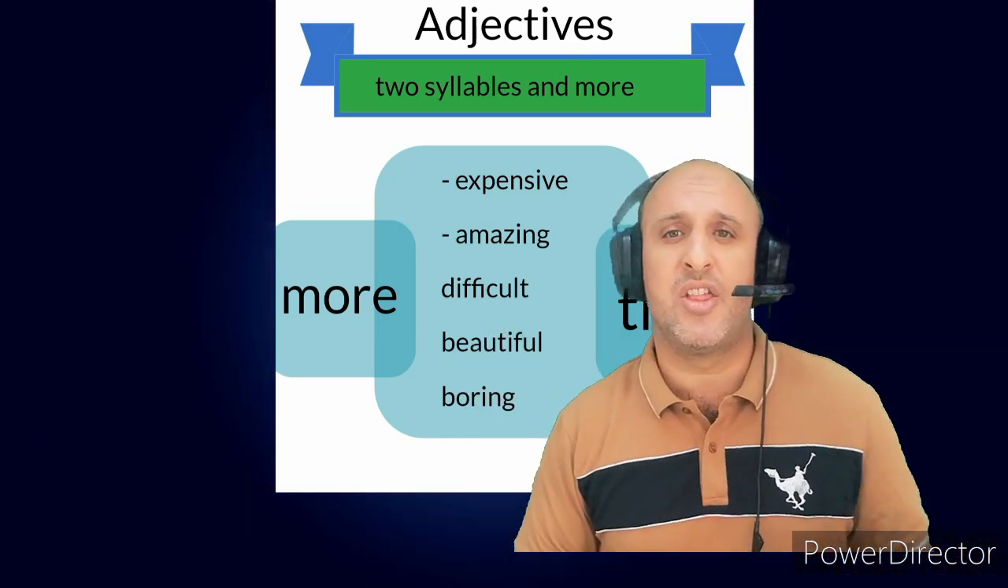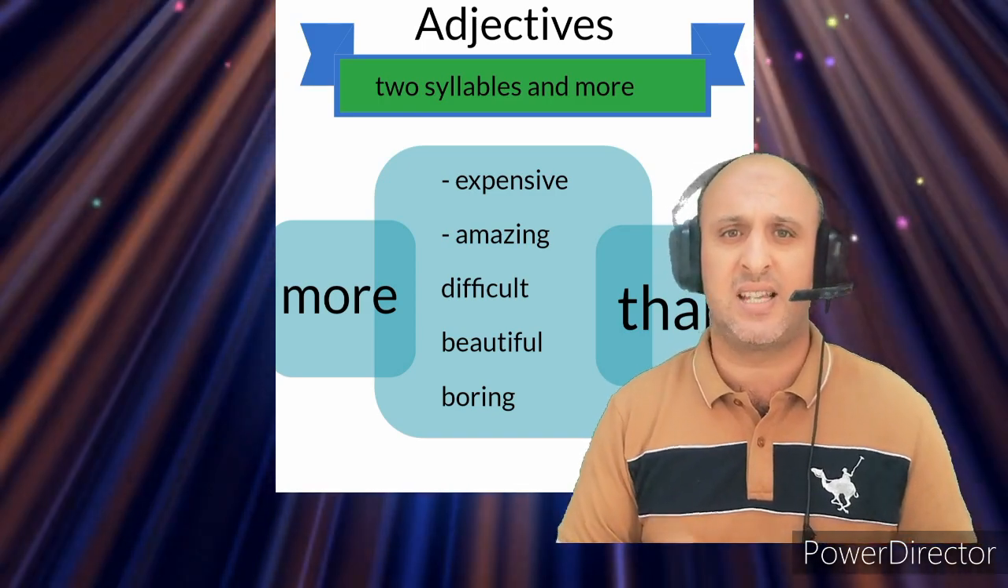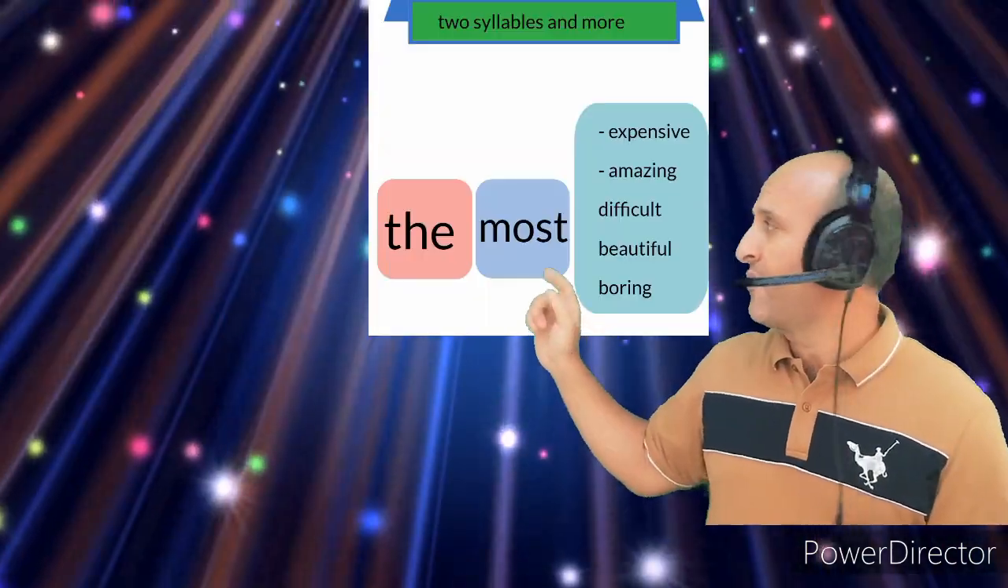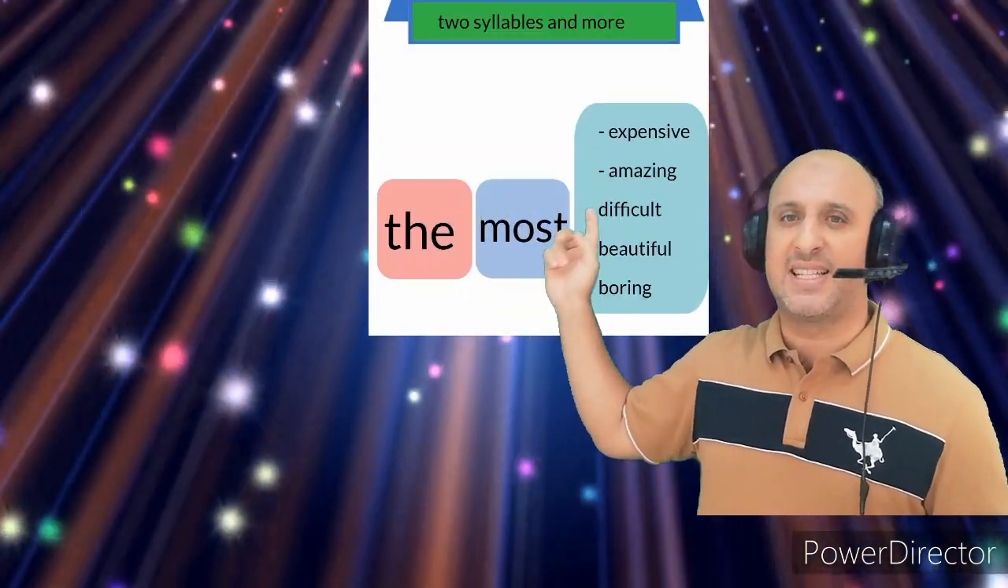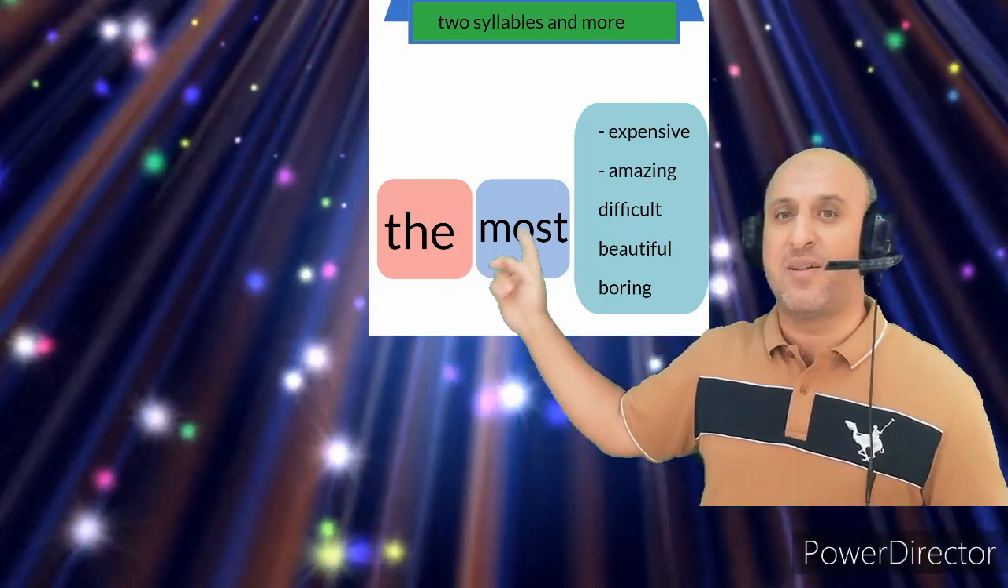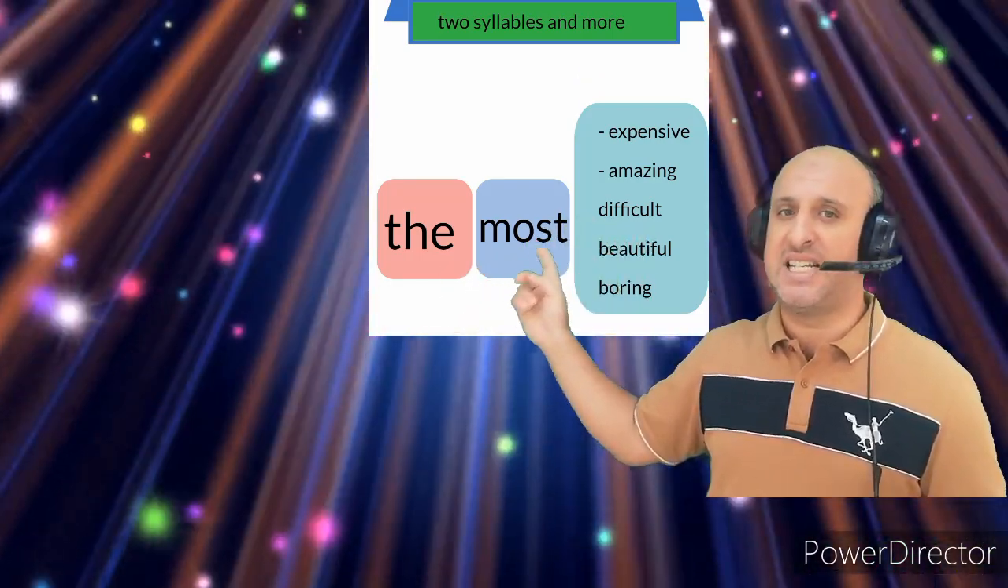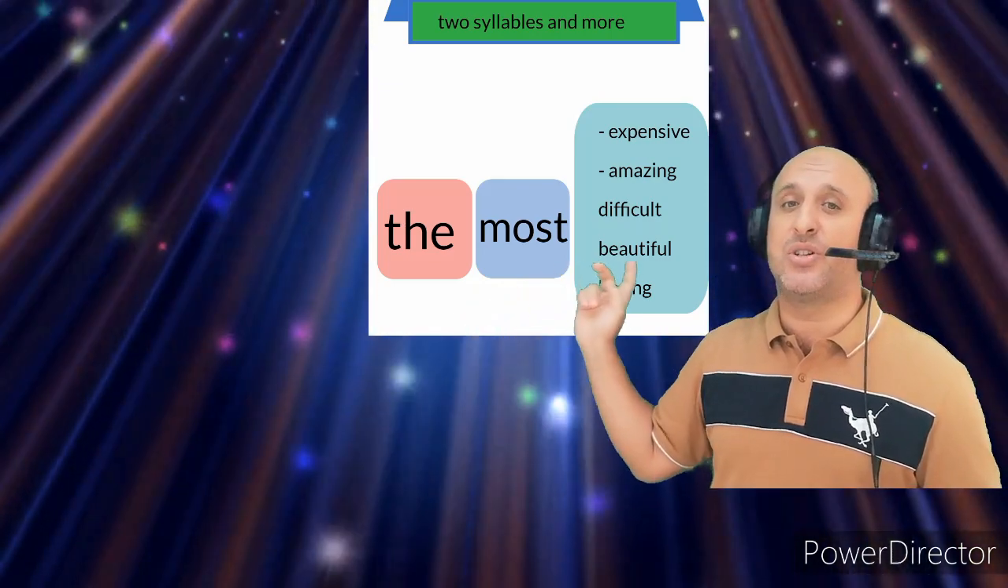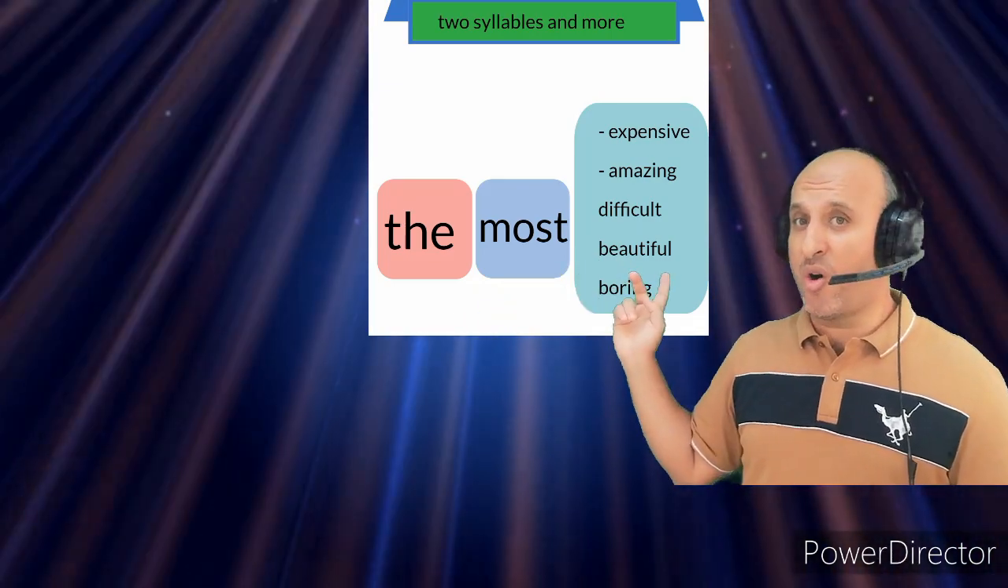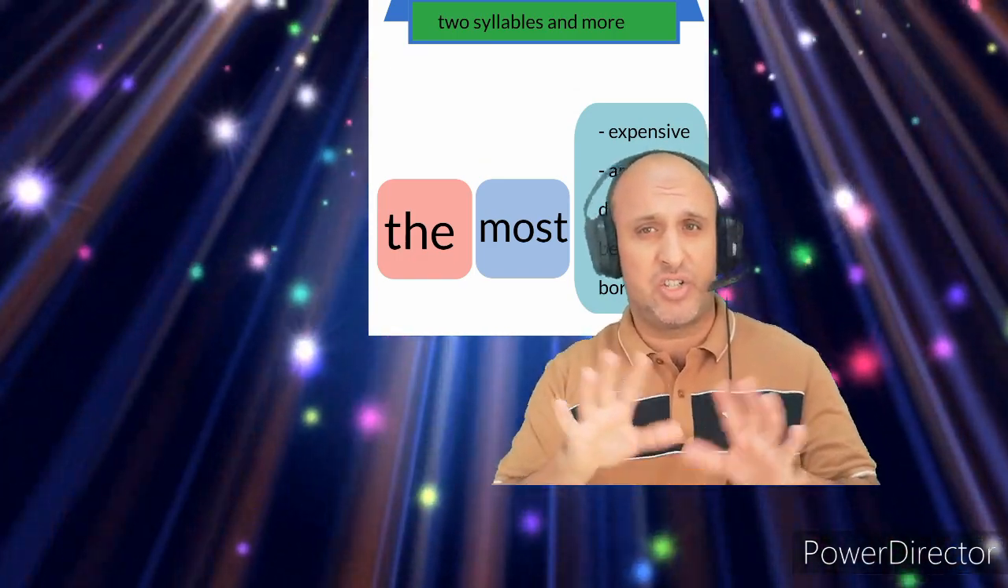And finally, we are going to speak about the superlative of the fifth case. We say the most expensive, the most amazing, the most difficult, the most beautiful, the most boring. These are the general rules concerning the comparison or the comparatives. So each rule unfortunately might have an exception or exceptions.